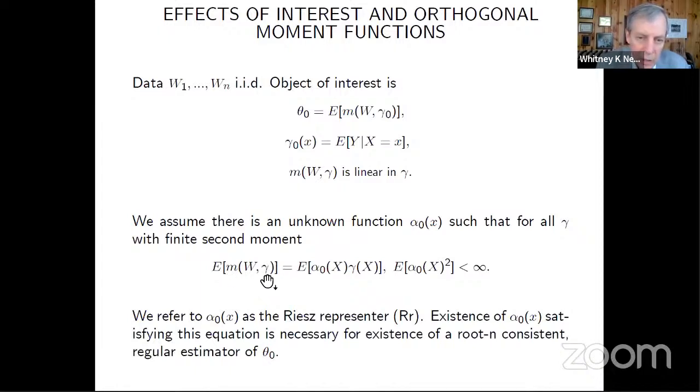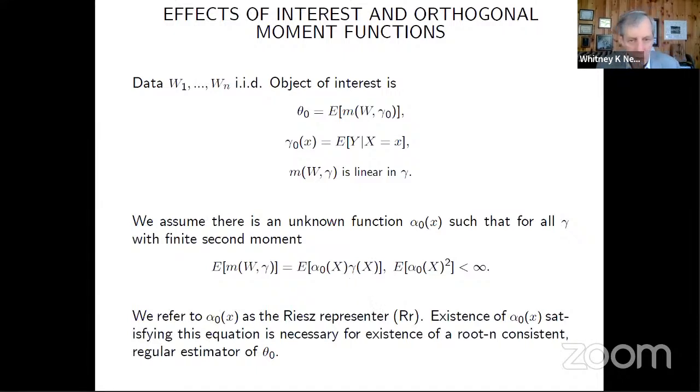This M here is a linear function of gamma. So this expectation is a linear function of gamma. And so what this is saying is that as gamma varies, there's one fixed alpha naught such that this linear function of gamma can be written as an expected product of this function of x with gamma. Okay, so the force of this assumption is that this holds for one alpha naught, but for all gamma. For all gamma with finite second moment, the expectation of M of W and gamma can be written as the expectation of alpha naught times gamma.